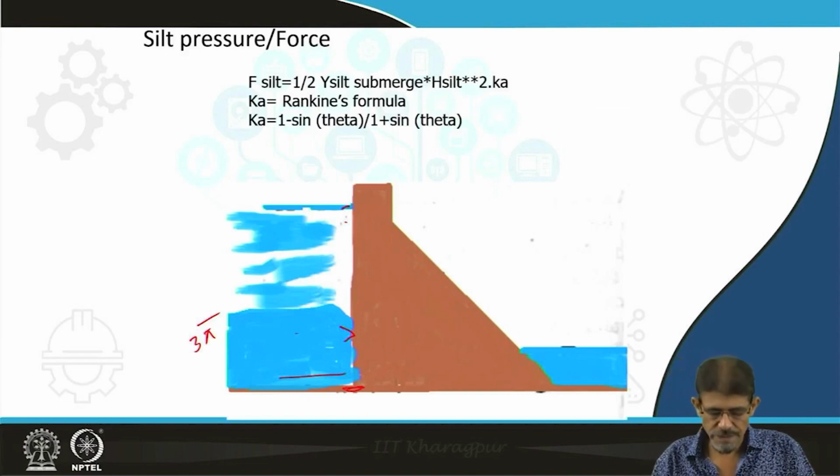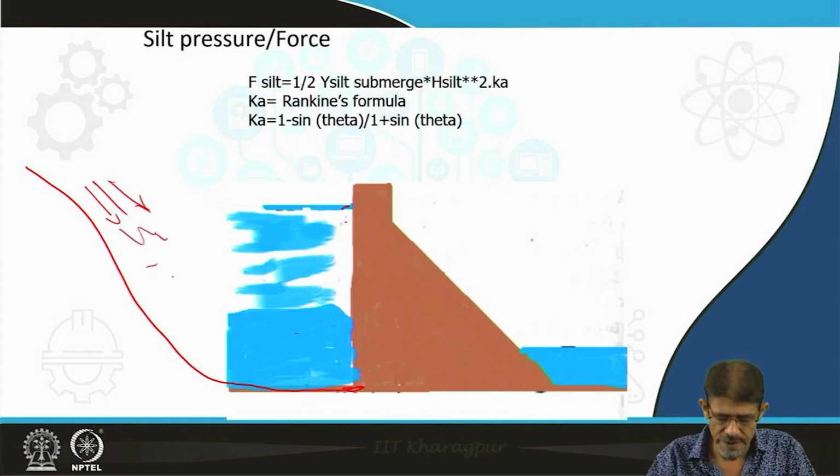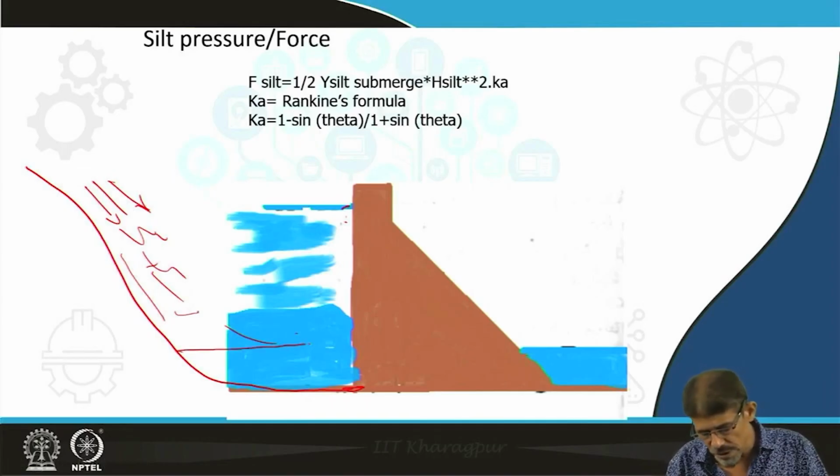Next type of force we have here is the concept of impoundment of water, due to the flow of river. This flowing river carries some material which starts depositing here in the form of silt.